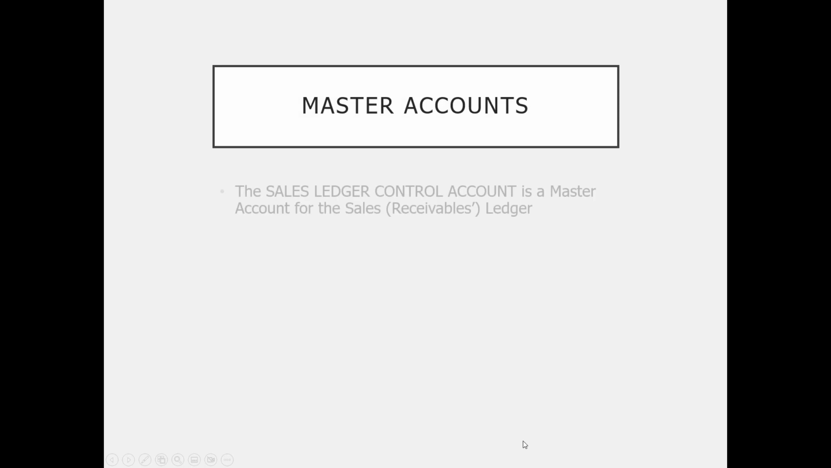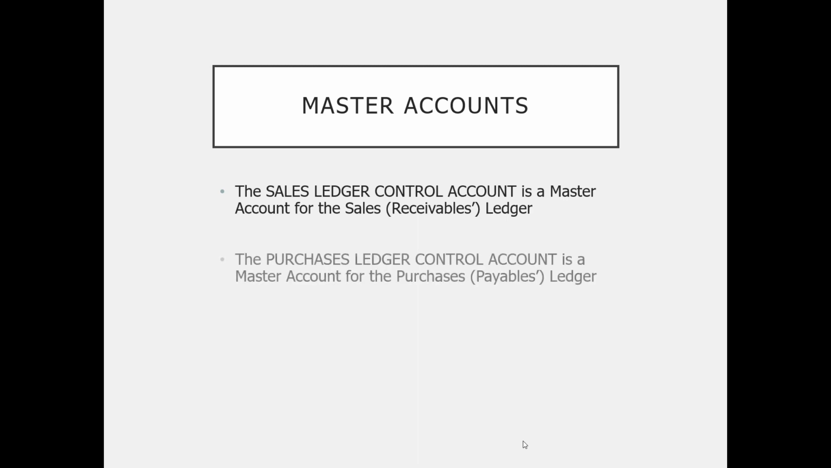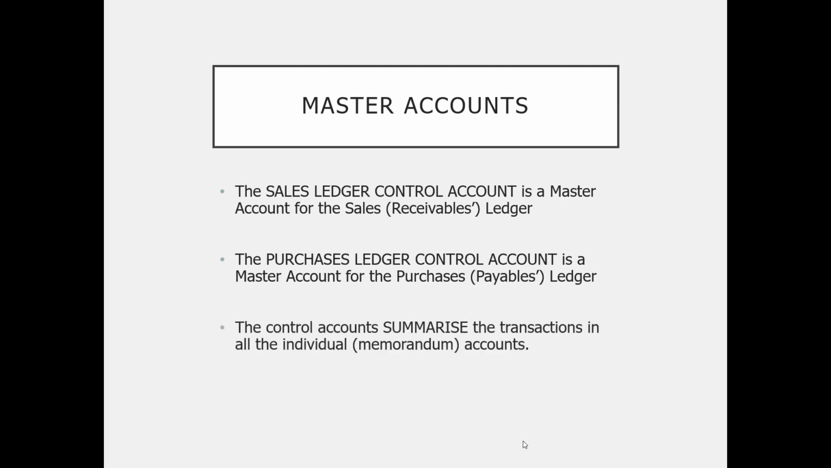Okay, so now we can start looking at these master accounts. So the sales ledger control account is a master account for the sales or the receivables ledger. It's what we call a memorandum account. It sits outside the basic double entry in the case of the A-level syllabus. The purchase ledger control account does exactly the same, but for the purchases or the payables ledger. So these control accounts summarise the transactions that have gone on in the individual memorandum accounts.